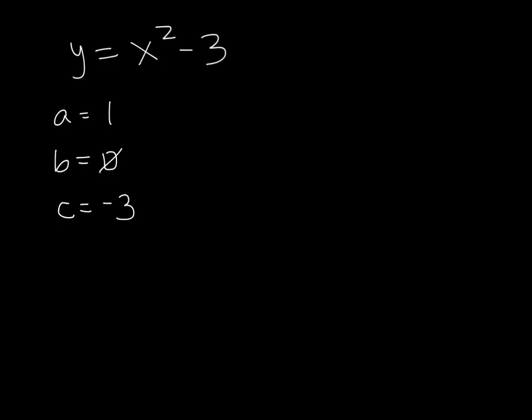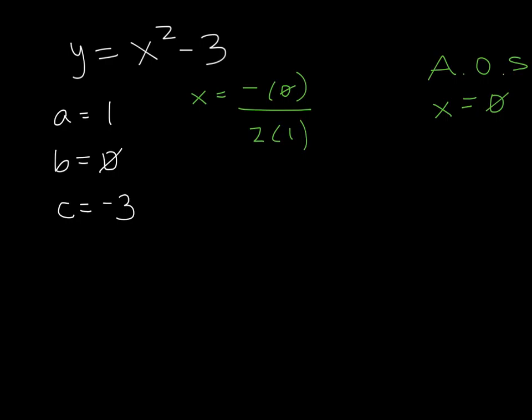In order to identify my axis of symmetry, I'm going to use the formula x equals negative b, which in this case, b happens to be 0, divided by 2 times a. Well, 0 divided by anything is just going to be 0. So my axis of symmetry would be x equals 0. What that tells me is that my parabola, the axis of symmetry, happens to be the y-axis. That's the line that's cutting my parabola in half.